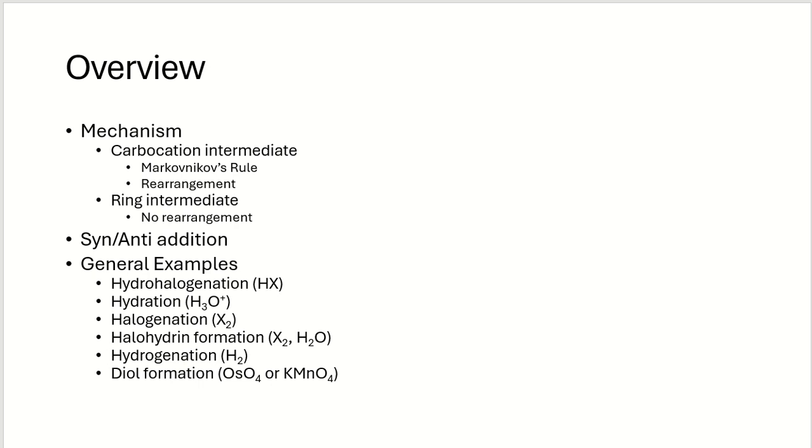And last, I'm going to go through some general examples of various types of addition processes and their names, like hydrohalogenation, adding a hydrogen and a halogen. Essentially, X is going to be a generic symbol for halogens. Technically, we can also think of X as being any nucleophile or any conjugate base sort of piece, but for the most part, when you see X, it's going to be a halogen.